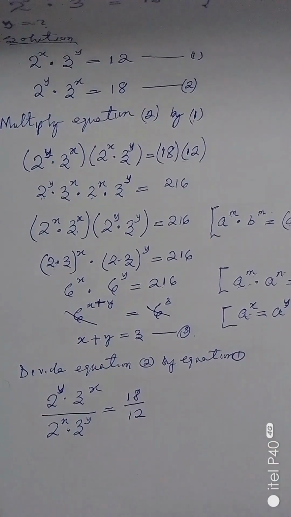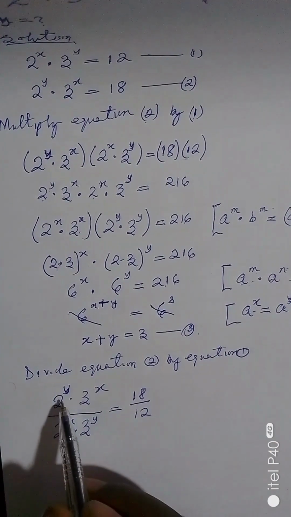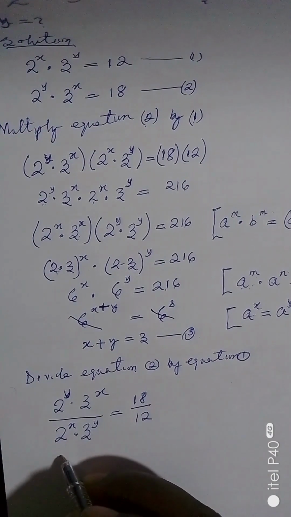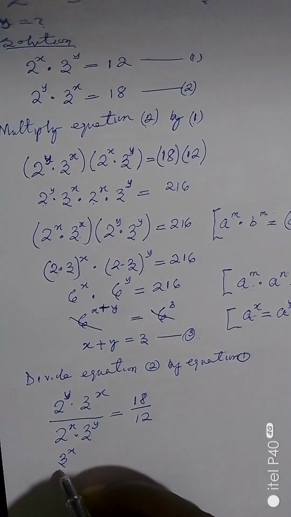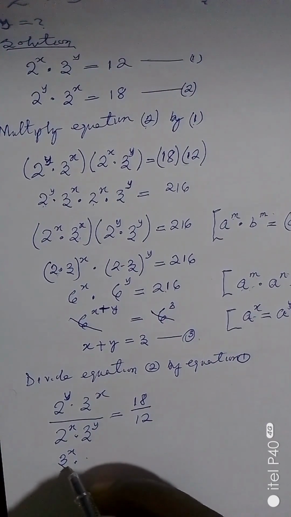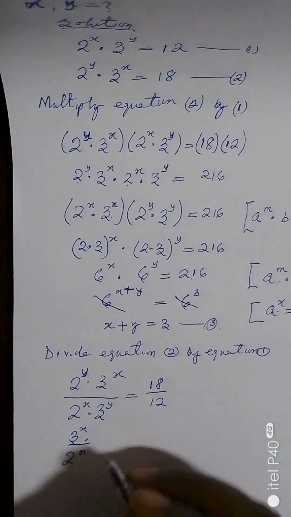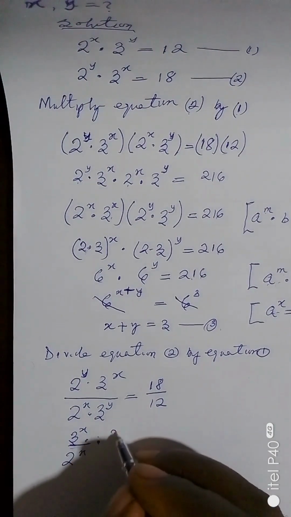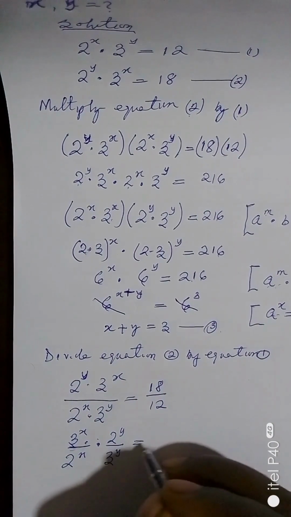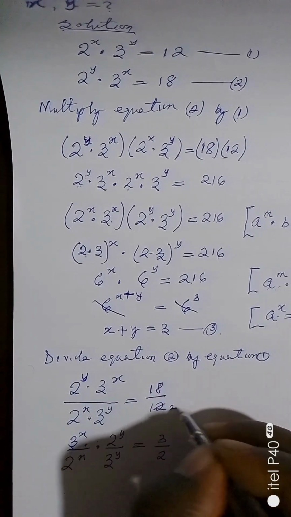So let's see what we have here. What we're going to do is to rewrite this to give us 3 to the power of x over 3 to the power of y dot 2 to the power of y over 2 to the power of x equal to 3 all over 2, because 18 over 12 simplifies to 3 over 2.